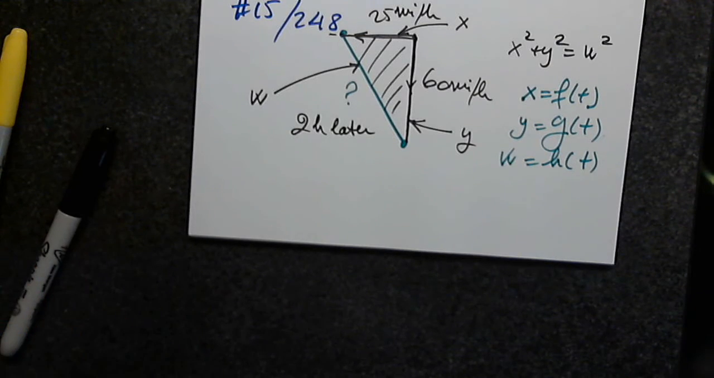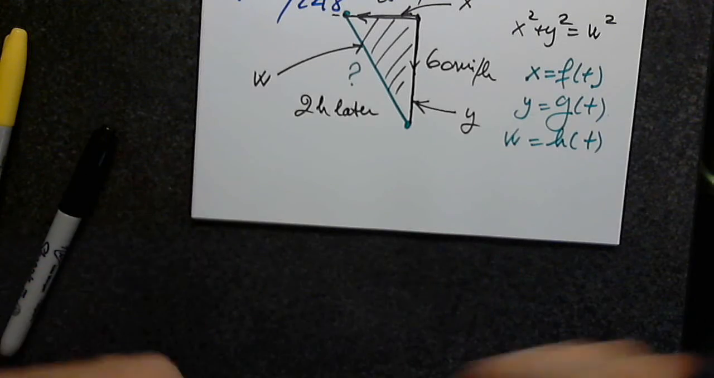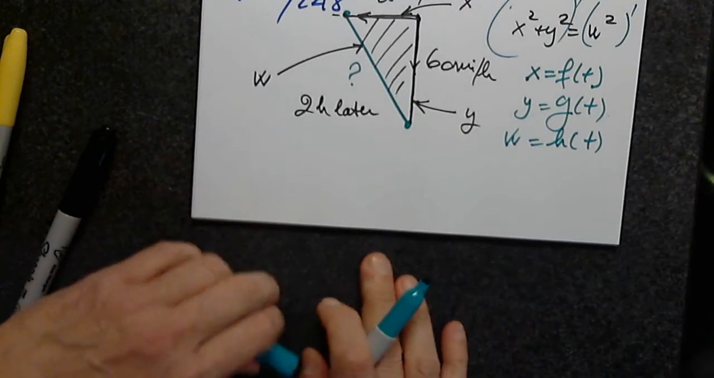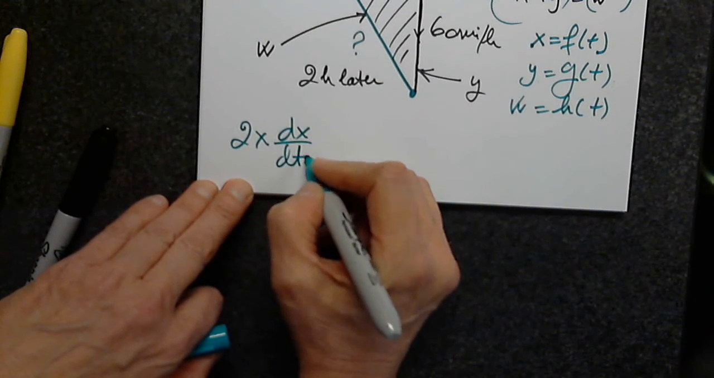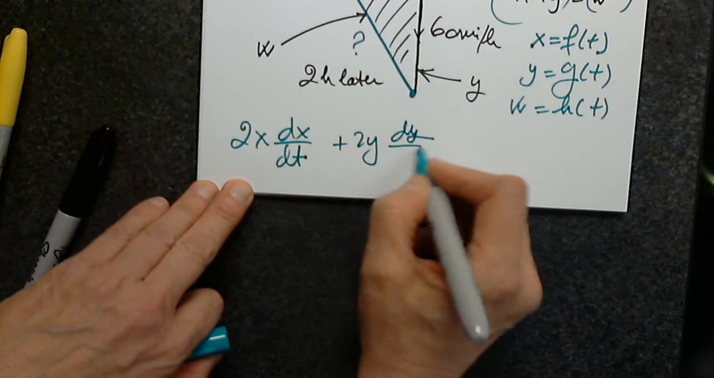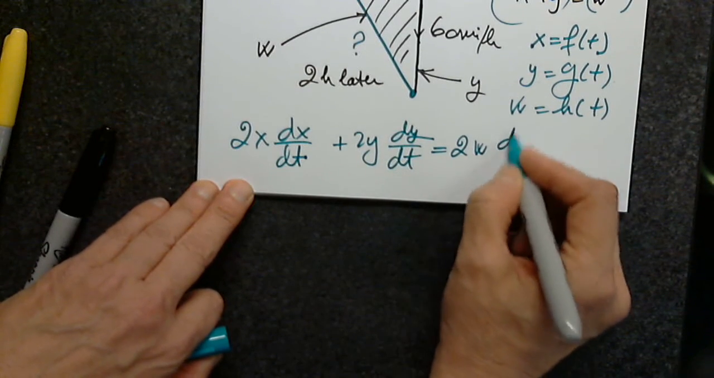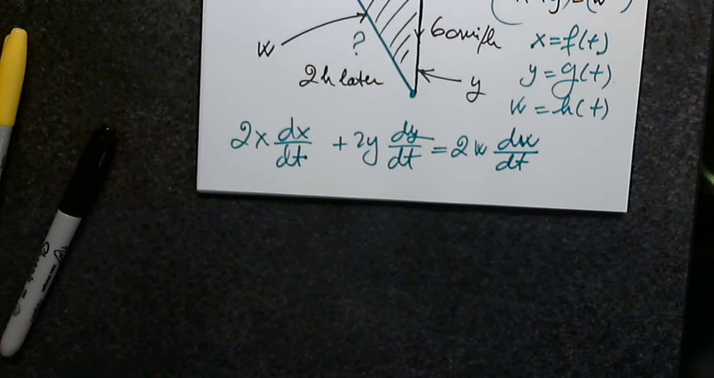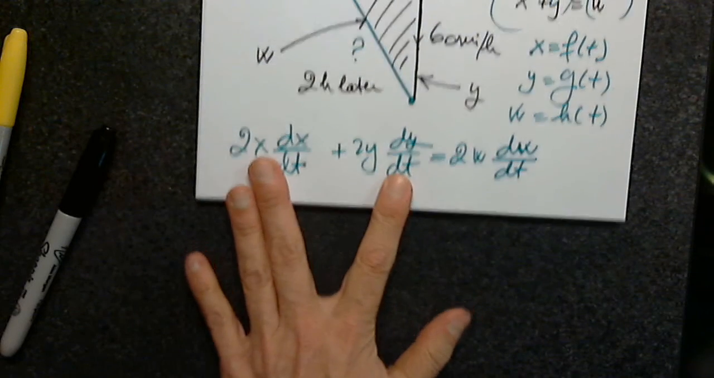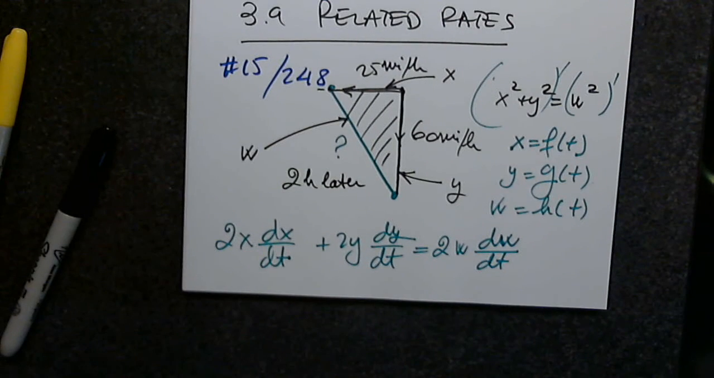Good. So now this is an equation that I could differentiate implicitly. And that will mean 2x dx over dt plus 2y dy over dt equals 2w dw over dt. They are all functions of time. So if I differentiate the left-hand side, I differentiate the right-hand side, and I get 2x dx over dt plus 2y dy over dt equals 2w dw over dt.